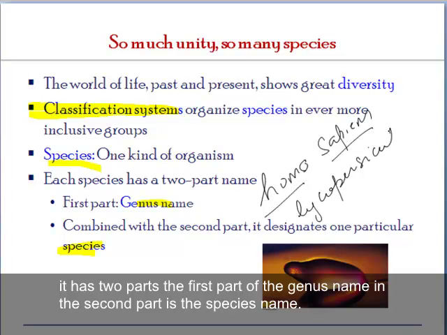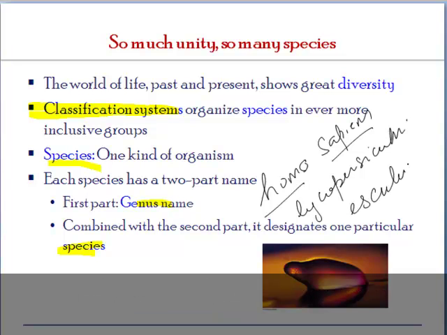A tomato plant is called Lycopersicum esculentum. Let's get the right spelling done. A really long name instead of calling it a tomato. Again, it has two parts. The first part is the genus name and the second part is the species name.